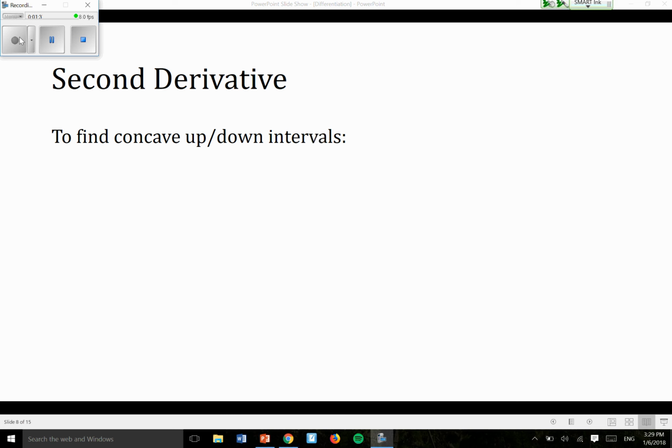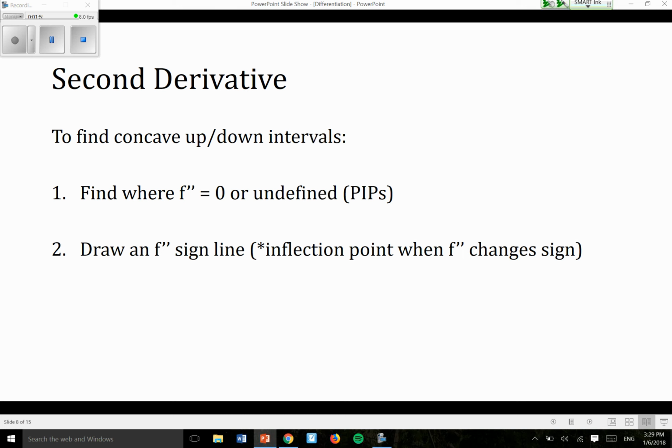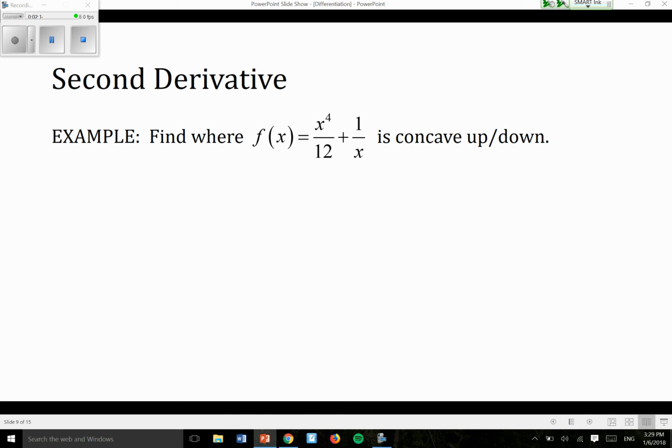So to find concave up or down intervals, it's very similar to finding increasing and decreasing intervals. First, we find where f double prime equals 0 or is undefined. We find those possible inflection points. Then we draw an f double prime sign line. And remember that inflection points are when f double prime changes sign. We can look at whether our f double prime sign line shows us positive or negative intervals for concave up or concave down. So let's do an example.